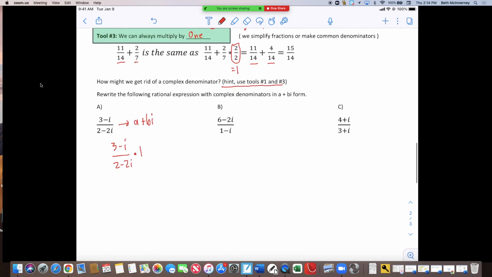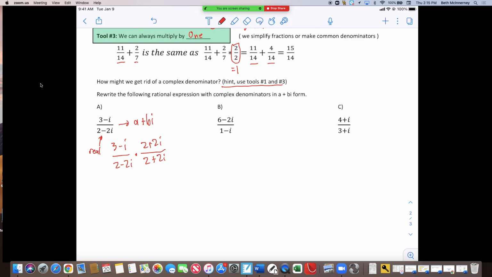So what we're going to do is we're going to say, to get this portion to real, we have to multiply it by its conjugate. So we're going to multiply by 1, but that 1 is going to be the conjugate over itself. Okay? You guys see where I'm going?